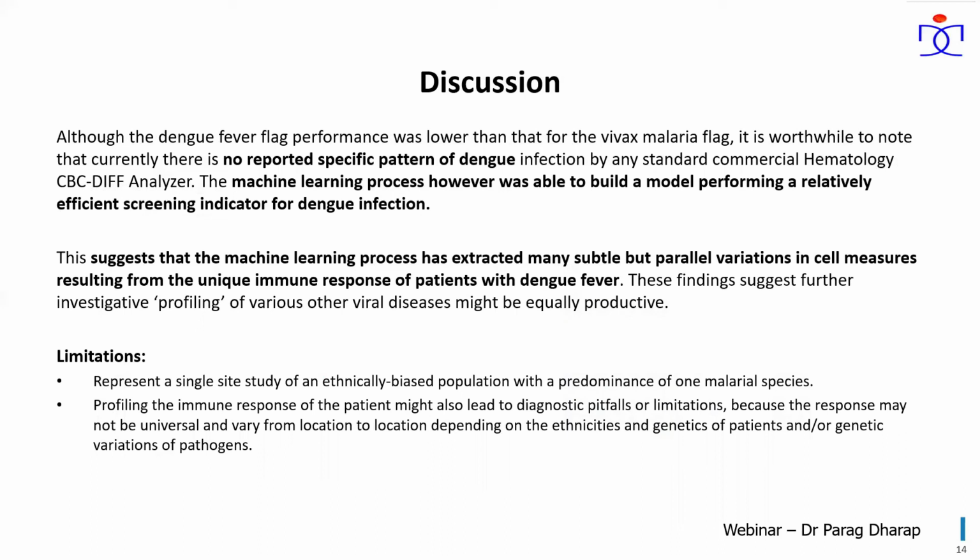We do understand the limitations of this study, as it represents a single-site study of an ethnically biased population with a predominance of one malarial species. We also understand that profiling the immune response of the patient might also lead to diagnostic pitfalls or limitations, because the response may not be universal and may vary from location to location depending on the ethnicity and genetics of patients and/or genetic variation of the pathogen itself.